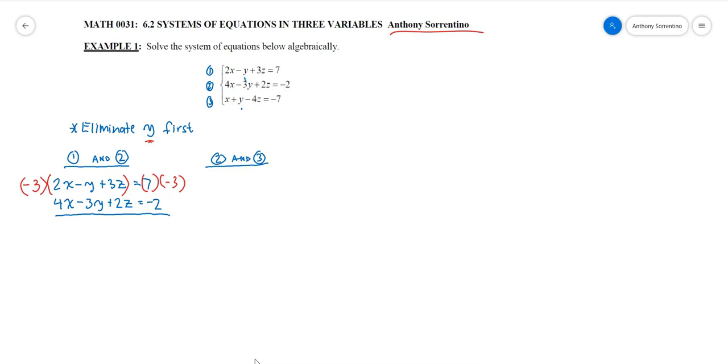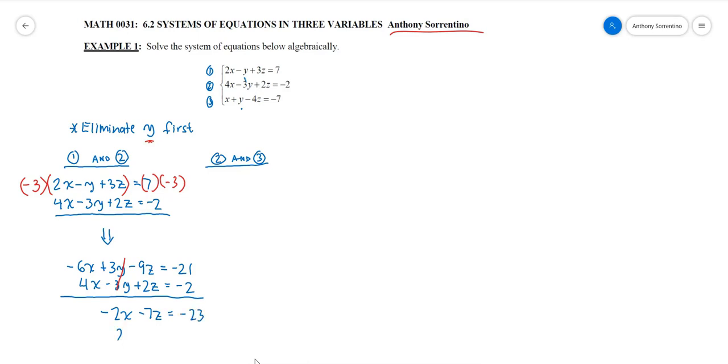And so this system is going to become a negative 6x plus 3y minus 9z equaling a negative 21. This one's going to become 4x minus 3y plus 2z equaling negative 2. And then when I add these two together, I get a negative 2x. The y's cancel as designed. Minus 7z equaling a negative 23.